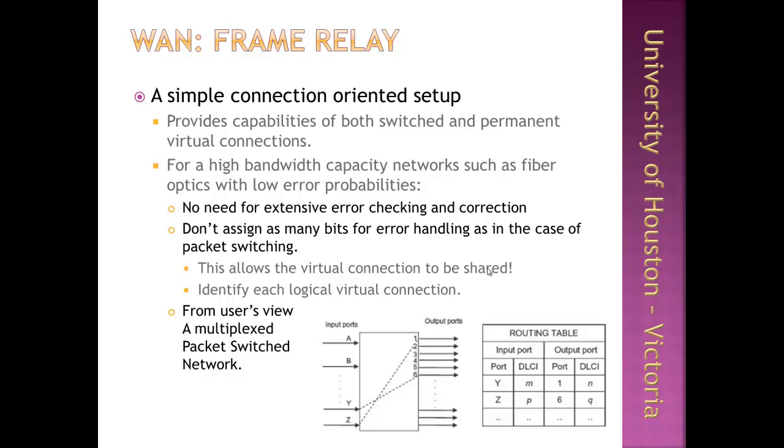Frame relay is another simple connection-oriented setup that provides capabilities for both switched virtual connections, or SVCs, as well as permanent virtual connections, or PVCs. Modern networks with high bandwidth capacities, such as fiber optics, have lower error rates, making it unnecessary to add extra bytes per packet for error detection and recovery. These high-speed, low-error networks now allow high-speed parts of an established virtual route between two nodes to be time-shared or time-multiplexed for different route connections. Therefore, this increases the efficiency of your network.